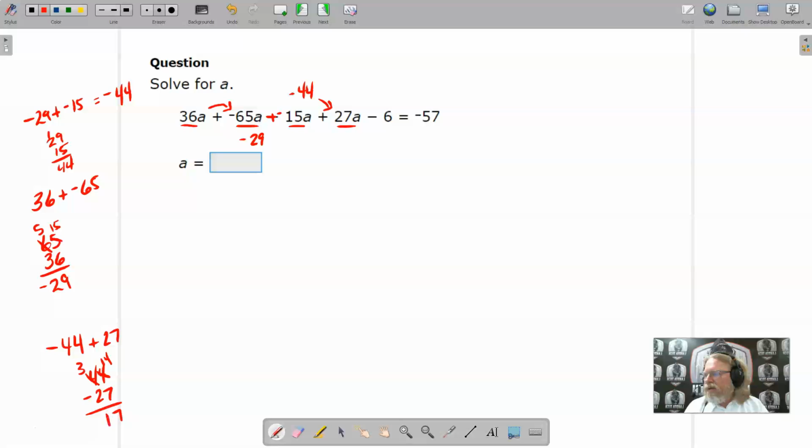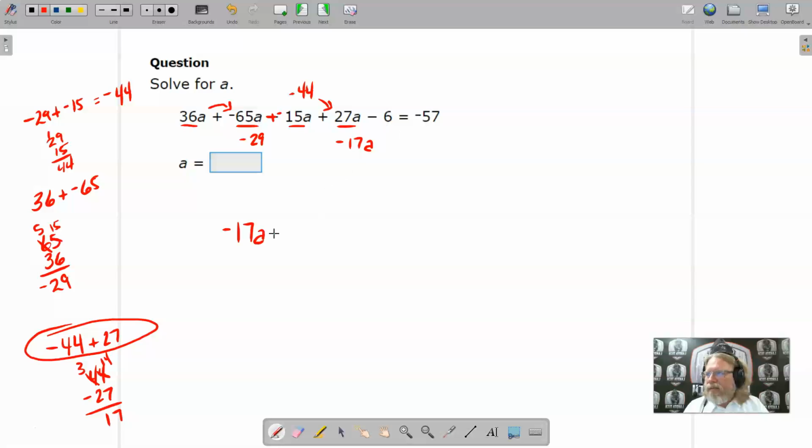3 minus 2 is 1. So we end up with 17. And right here, where we had that negative 44 plus 27, the negative 44 has a greater absolute value, and it's negative, so our answer is going to be negative as well. So that's negative 17a. Well, a lot of work to get to negative 17a.